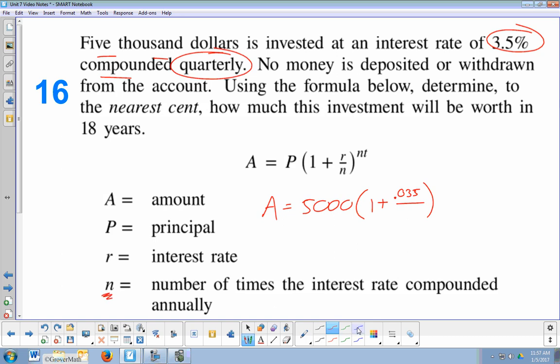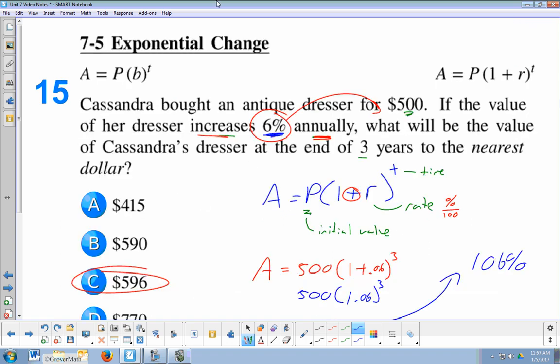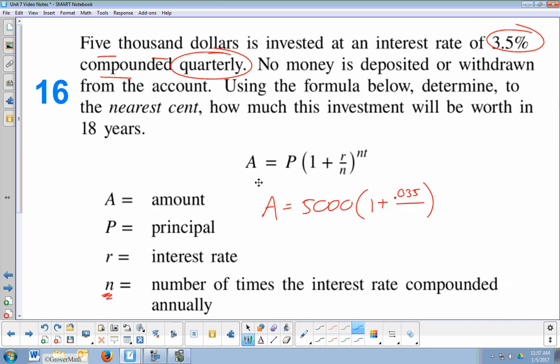And so there's a couple different versions of this. Annually would be 1, so the formula would be divided by 1 times 1, and that'd be exactly what we had here. Semi or biannually would be twice a year, so we put in a 2 there. Quarterly is 4 times a year. There's 4 quarters in a year. So compounding quarterly, we're going to divide our rate by 4, but we're also going to multiply our time by 4. We want to know 18 years. So T is 18, but we'll have to do 4 times 18.